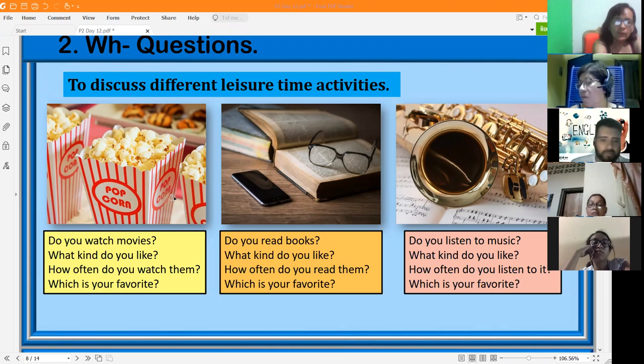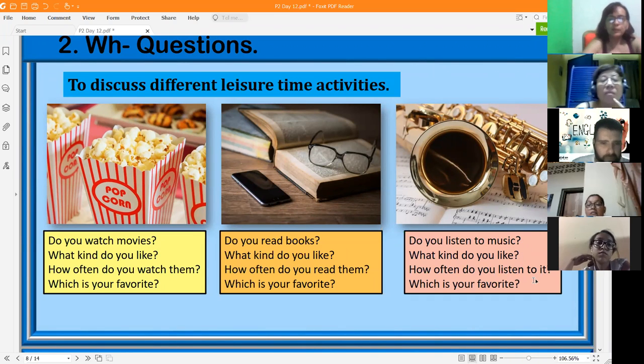So we have these questions. Do you watch movies? What kind of movies do you like? So we eliminate movies because it's understood, right? Do you watch movies? What kind do you like? How often do you watch them? Which is your favorite? Do you read books? What kind do you like? How often do you read them? Which is your favorite? Do you listen to music? What kind do you like? How often do you listen to music? Which is your favorite? Okay, let's see, we have the first one. All of the questions will be to the same person.